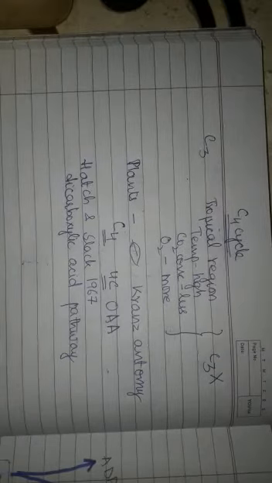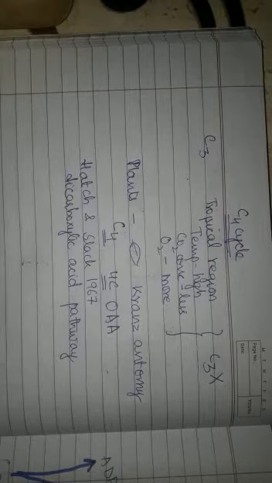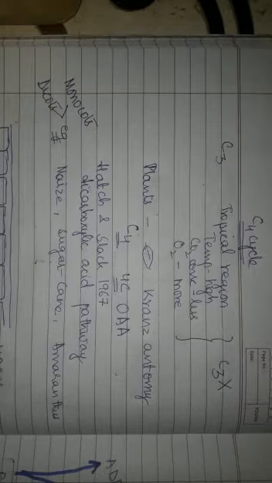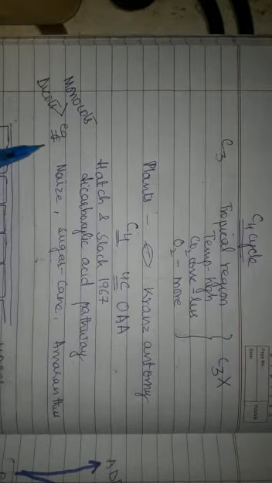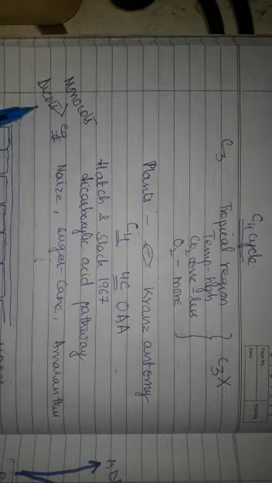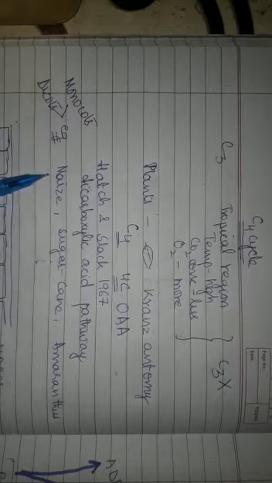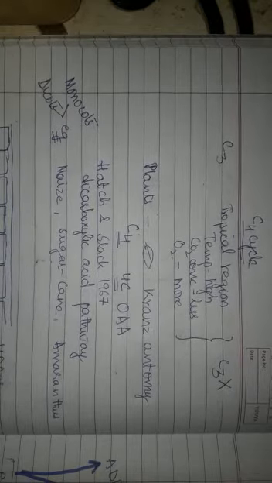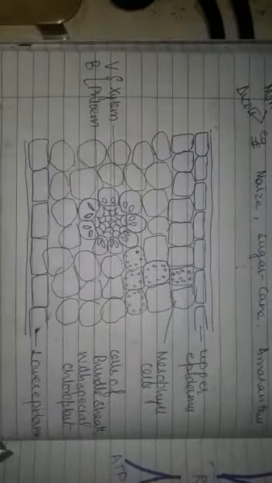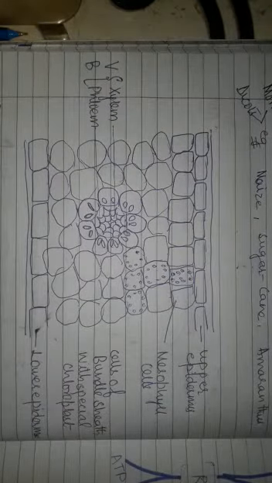Let us see what is the kranz anatomy. The kranz anatomy is seen in both monocots and dicots. Some of the examples of plants with kranz anatomy are maize, sugarcane, amaranthus, etc. Let us see the plants showing kranz anatomy.